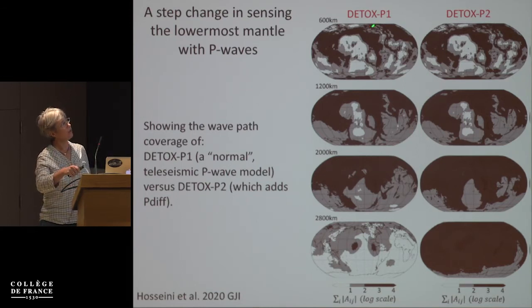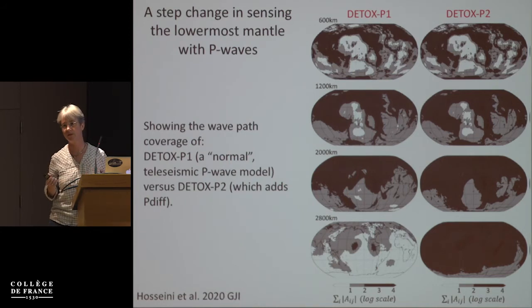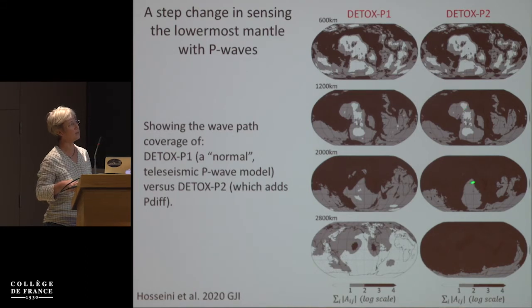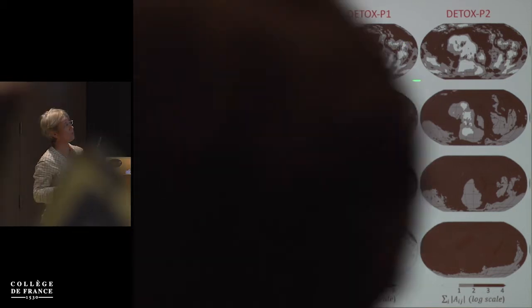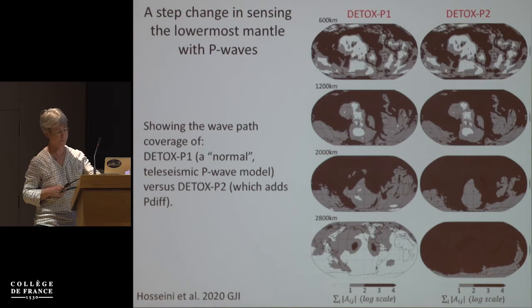So here we have the model Detox P1, that's our first model, and it has only the conventional waves, the teleseismic waves that P tomography so far has had. And this one is exactly the same, everything the same, except that P diff waves are added. And so you can see at 600 kilometers, there's basically no difference. At 1200, there's really not much difference either. But then here we get into the lower third of the mantle, and you can see how the oceanic gaps are starting to close. And then at the core mantle boundary, it's a huge difference. The P waves basically lose all sensitivity, and the P diff waves sample intensely.